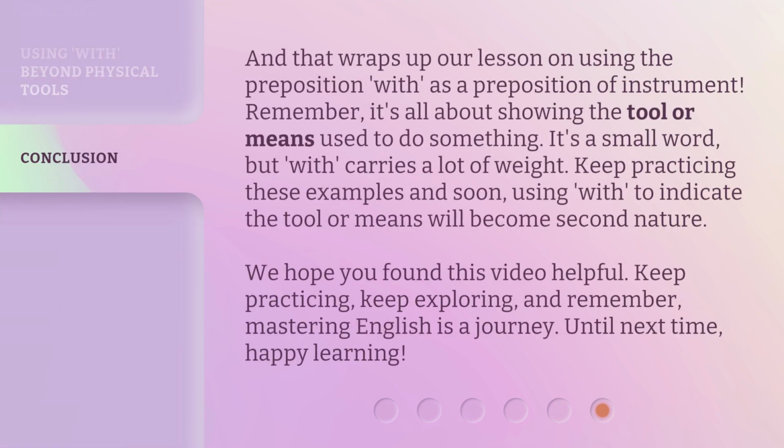And that wraps up our lesson on using the preposition with as a preposition of instrument. Remember, it's all about showing the tool or means used to do something. It's a small word, but with carries a lot of weight. Keep practicing these examples and soon, using with to indicate the tool or means will become second nature.